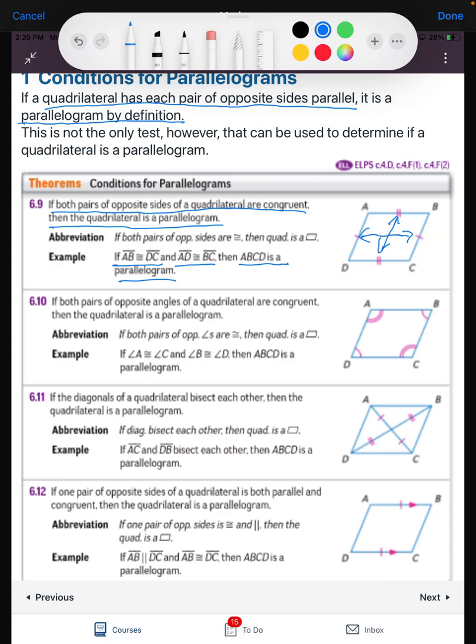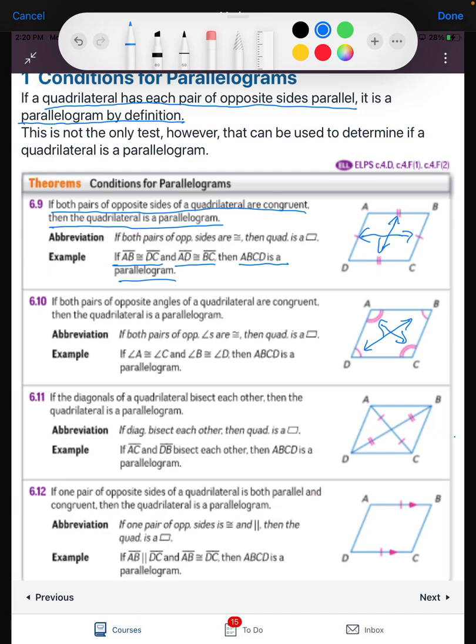Next, we say if pairs of opposite angles are congruent, then our quadrilateral is also a parallelogram. So this is just the opposite of what we learned last time. If the opposite angles are equal, then it's a parallelogram.